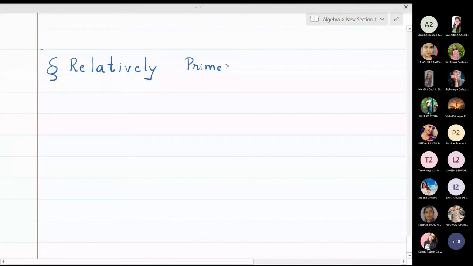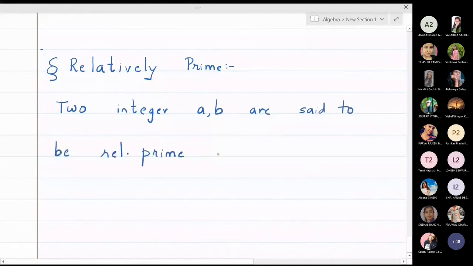So we will now define what is meant by relatively prime numbers. Two numbers A and B, or two integers A, B, are said to be relatively prime if the GCD of the two numbers A and B is equal to 1. Okay, so if two numbers have GCD 1, then we are going to call those numbers relatively prime.